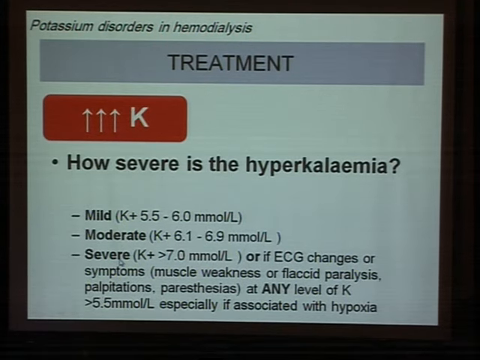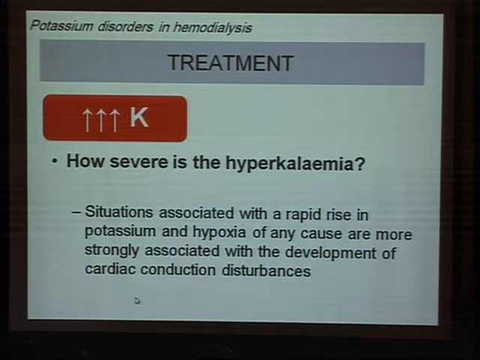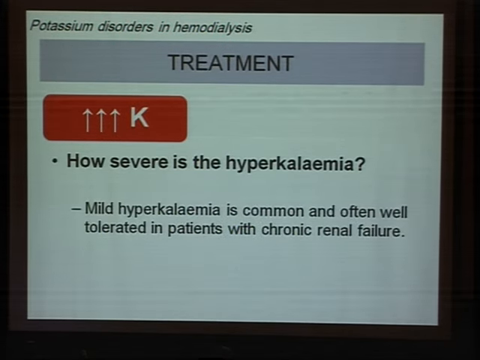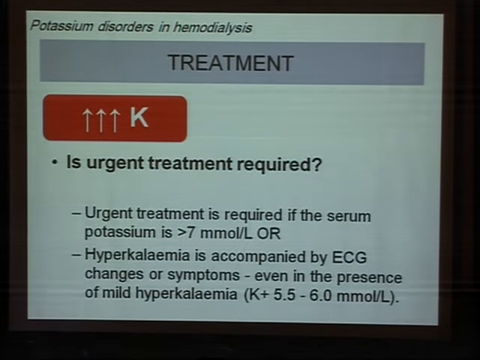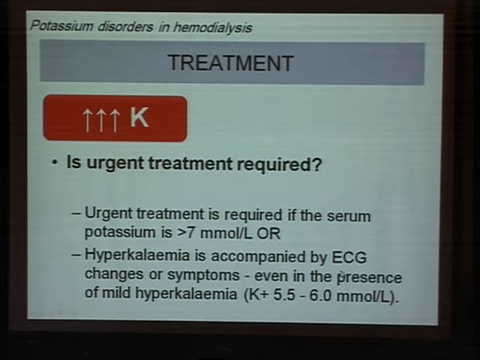On the contrary, if the patient has severe hyperkalemia, or there are ECG changes or symptoms at any level above 5.5, then we are in an emergency situation, especially in situations that are associated with rapid rise in potassium and hypoxia. As mentioned, mild hyperkalemia is common and often well tolerated in this patient. Again, urgent treatment is required in patients with levels more than 7 and or ECG changes and symptoms.